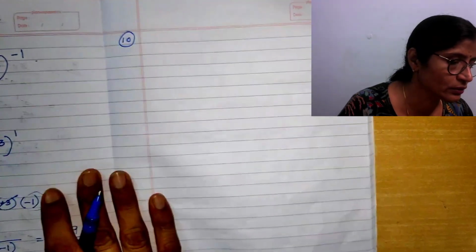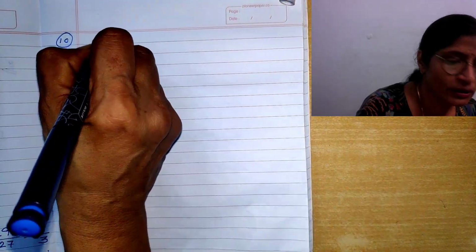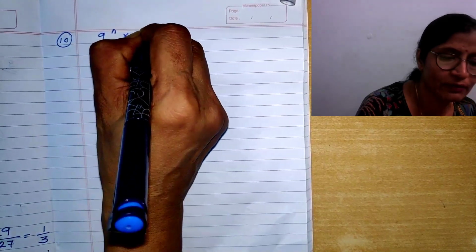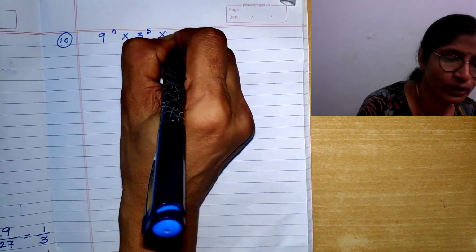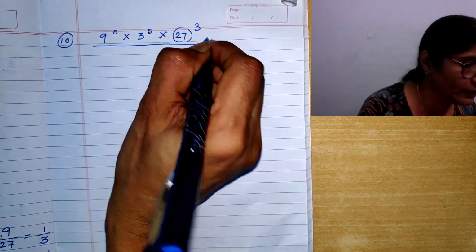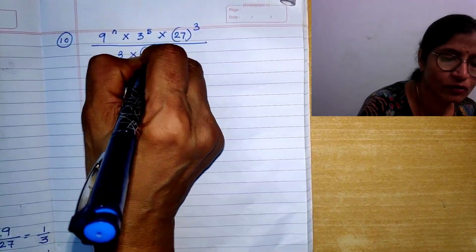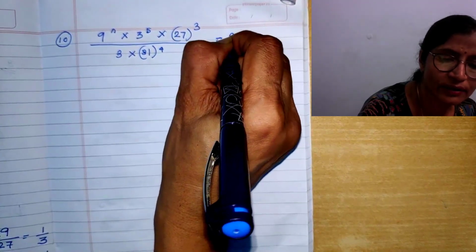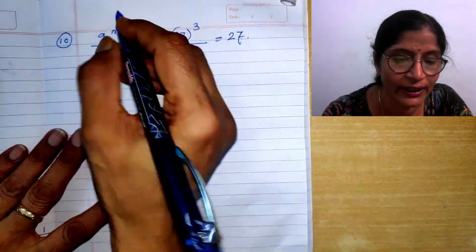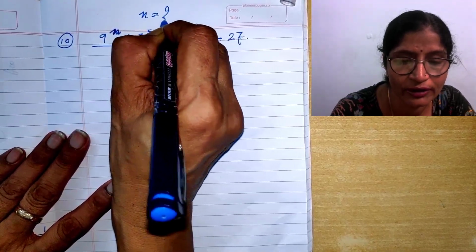Sum number 10 is what? 9 to the power n into 3 to the power 5 into 27 to the power 3, divided by 3 into 81 to the power 4 is equal to 27. And you have to find out the value of n. N is the question mark. What is the value of n?